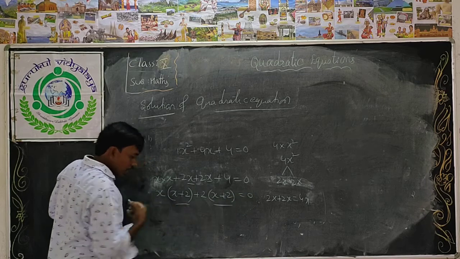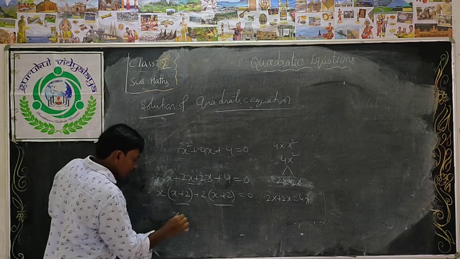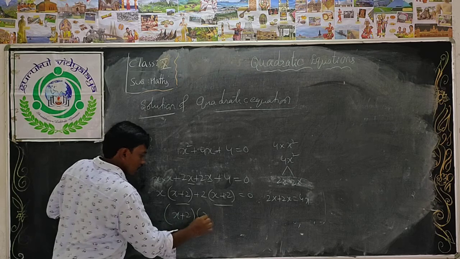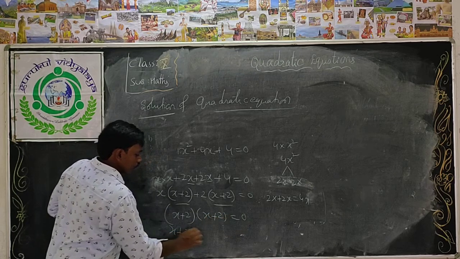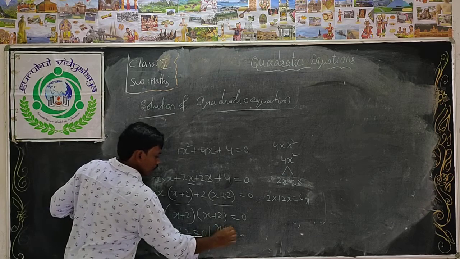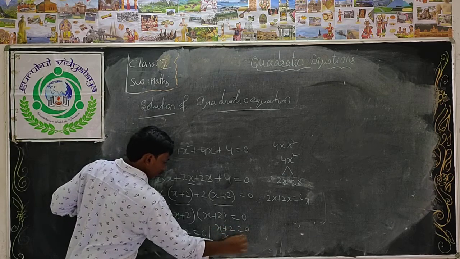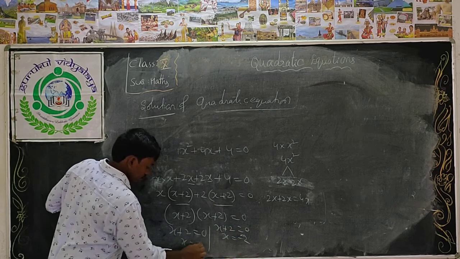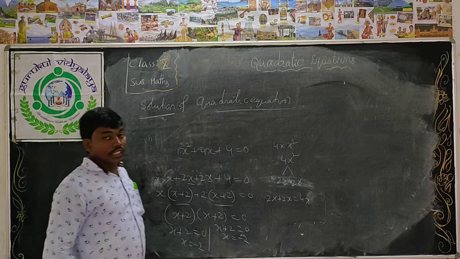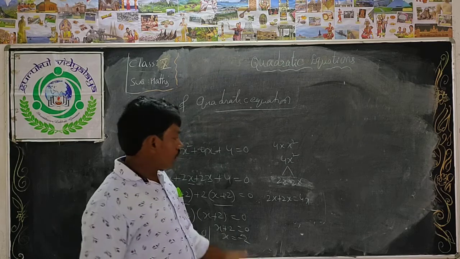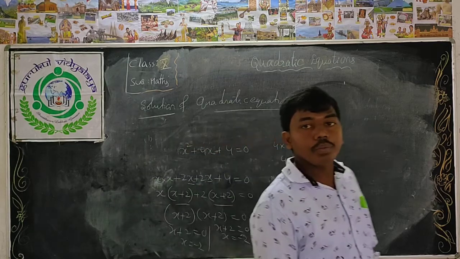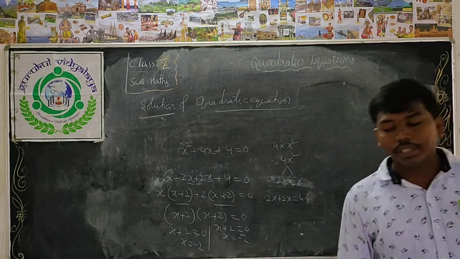The both should be same. Okay, again take x plus 2 as common, so x plus 2 is equal to 0. Children, x plus 2 is equal to 0 and x plus 2 is equal to 0. So x equal to minus 2, x equal to minus 2, the same answer. This is called equal roots. So this is the solution of the quadratic equation by the splitting method.